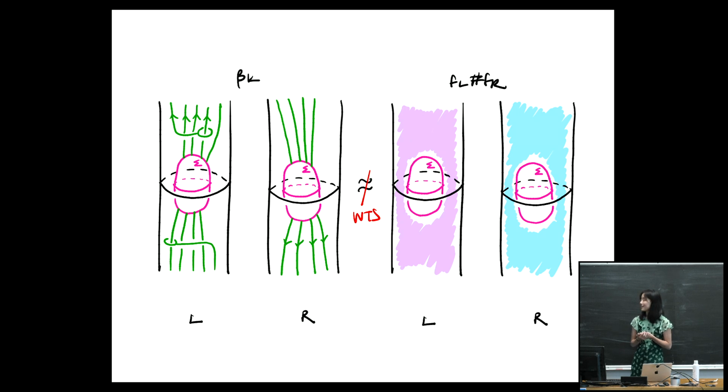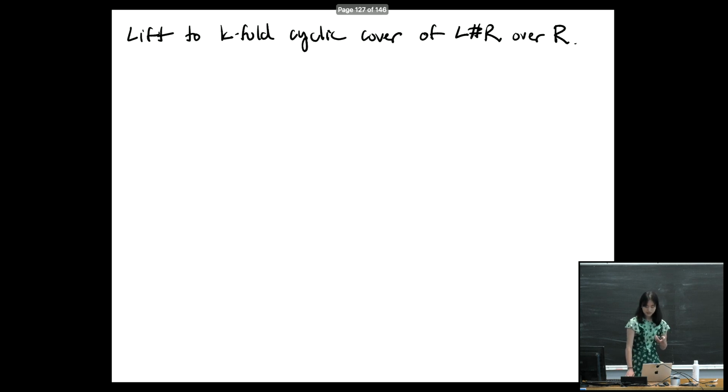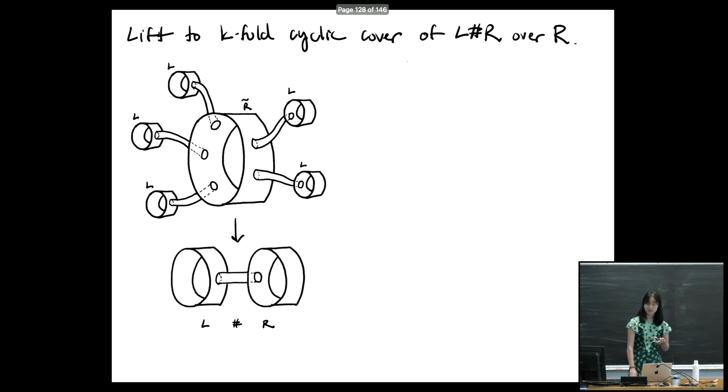So remember, we had our barbell on the left and FL, FR on the right. We want to show they're non-isotopic, and now we also know that this purple diffeomorphism is non-trivial mod B4. Okay, so how do we distinguish these maps? So we'll distinguish their lifts in a cyclic cover. So let's consider the k-fold cyclic cover of L connect sum R, where we just unwind R a little bit.